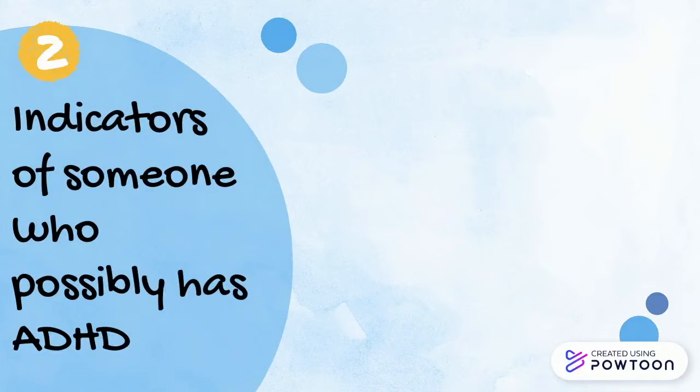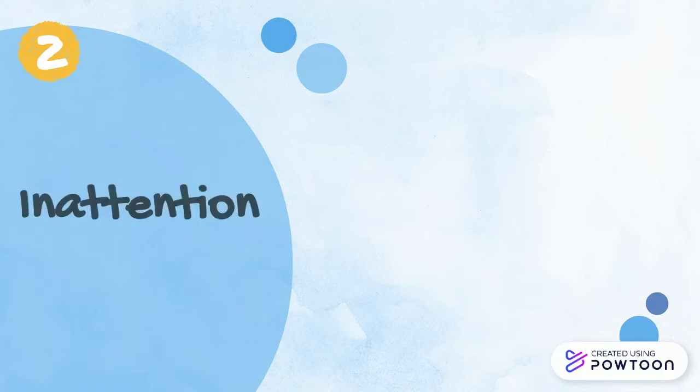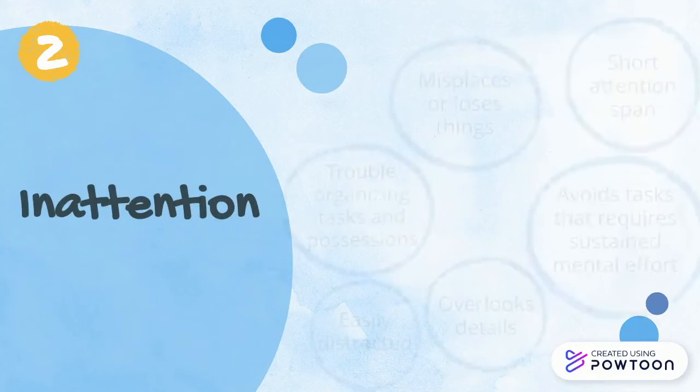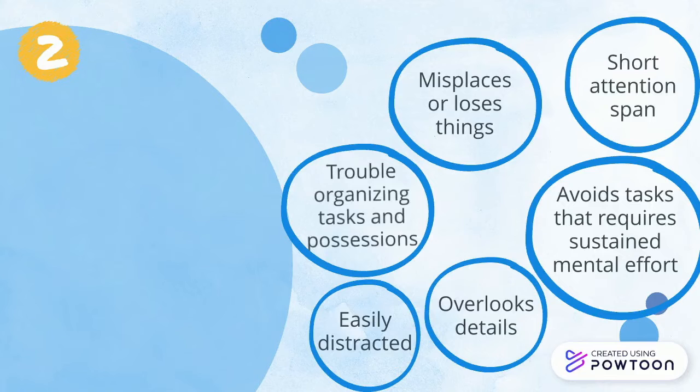Indicators of someone who possibly has ADHD. One of the symptoms of ADHD is inattention. Symptoms of inattention include a short attention span, easily distracted, trouble organizing tasks and possessions, avoiding tasks that require sustained mental effort, overlooking the details, and misplacing or losing things.